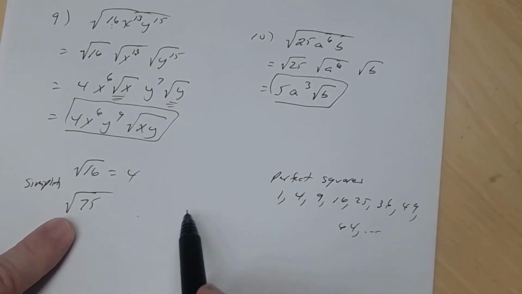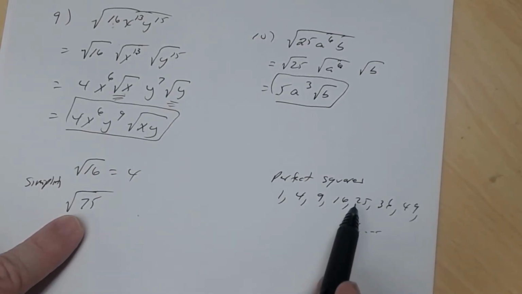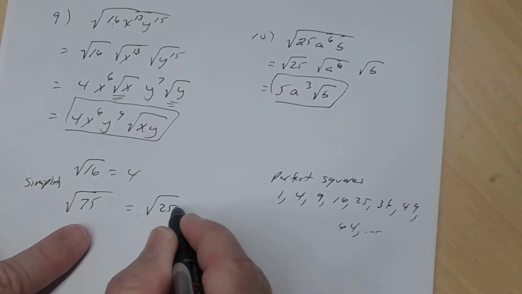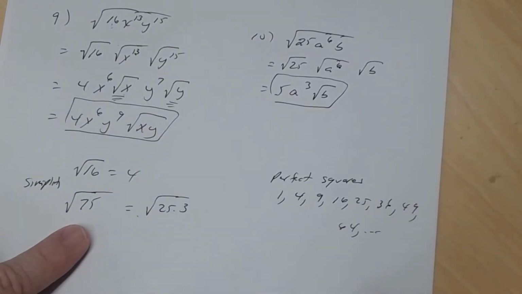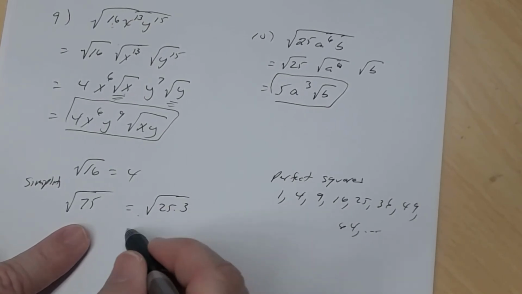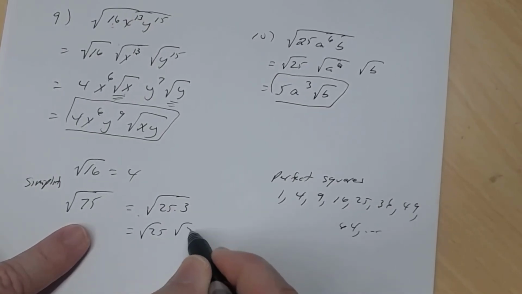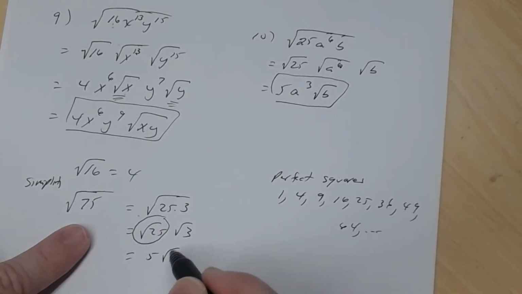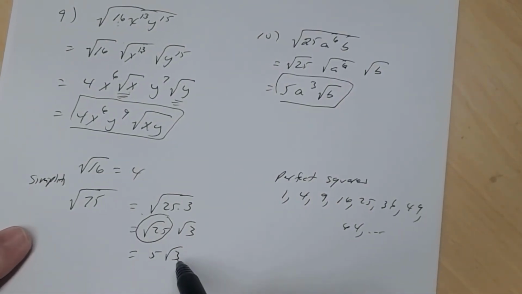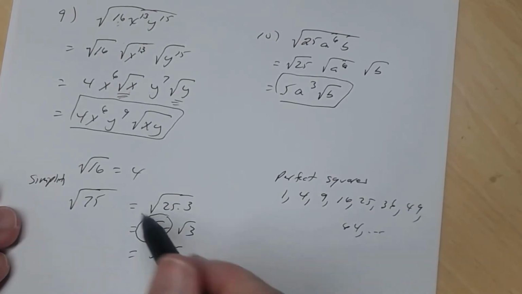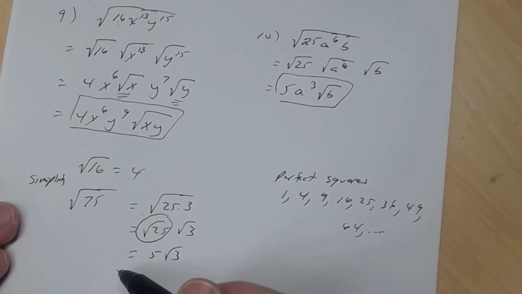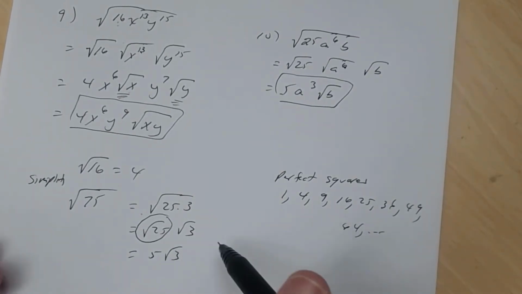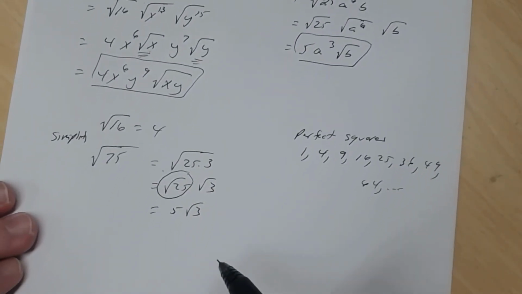So the largest perfect square that goes into 75 is 25. That means I can rewrite this as the square root of 25 times 3. And just like we've been doing, I can write this as the square root of 25 times the square root of 3. And the square root of 25 is just 5. So the square root of 75 is 5 square root of 3. That idea is going to be important when we start solving quadratic equations, because you're going to have to simplify the radicals that are involved in there.